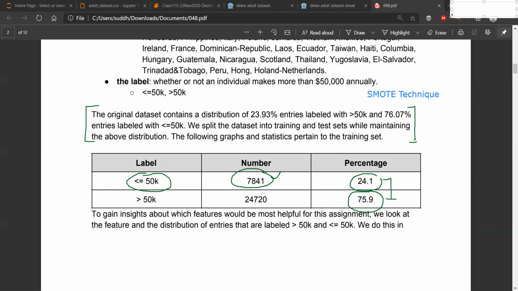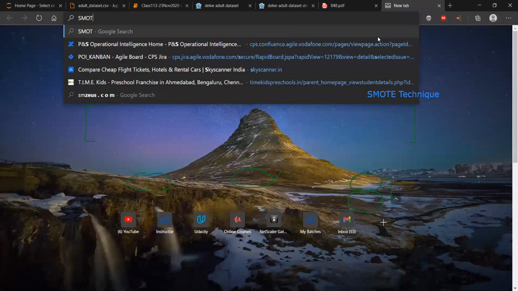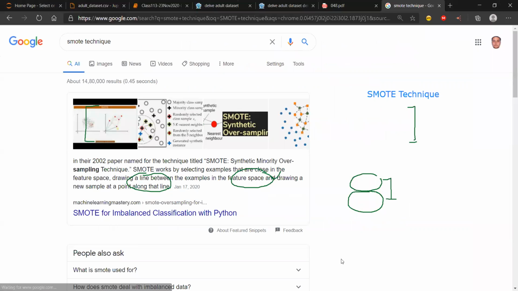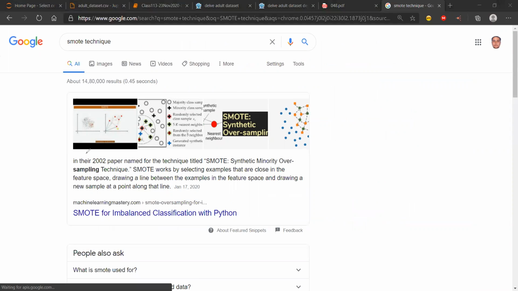Sorry, just delete this. So I'm just going to close this. Okay. Let me clear all the drawings. Yeah, so you can look at this technique.